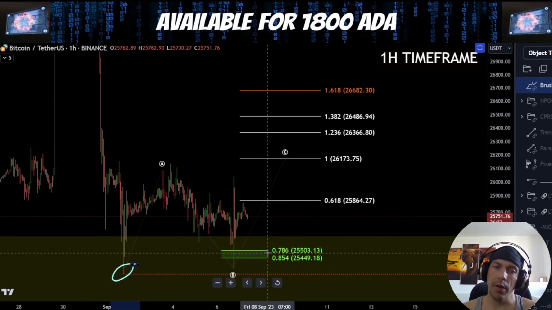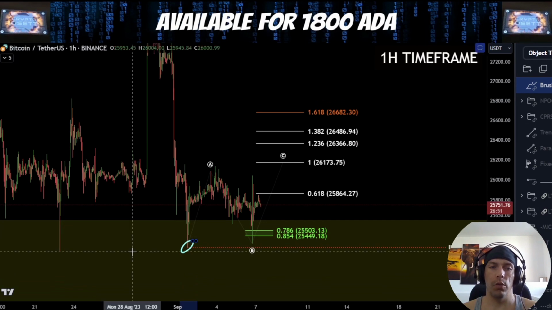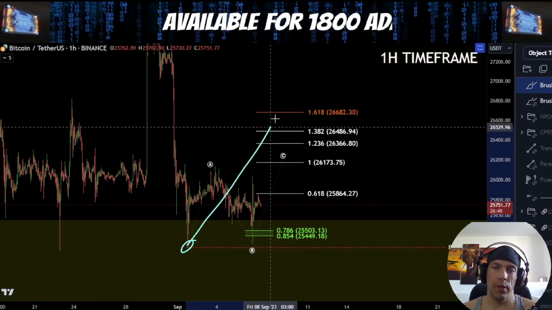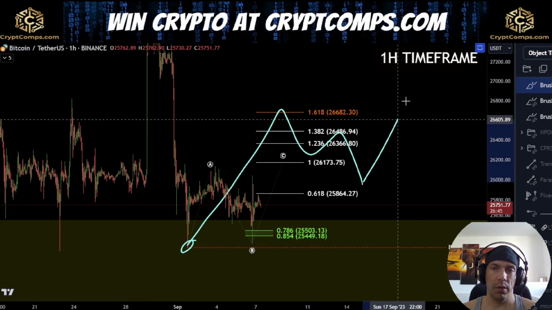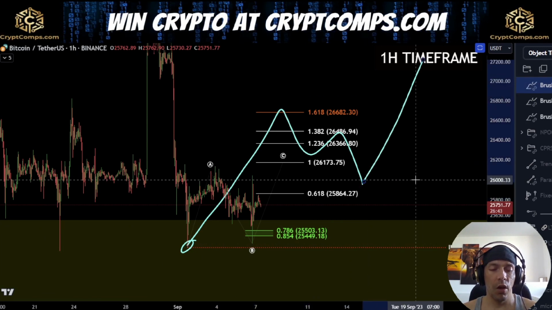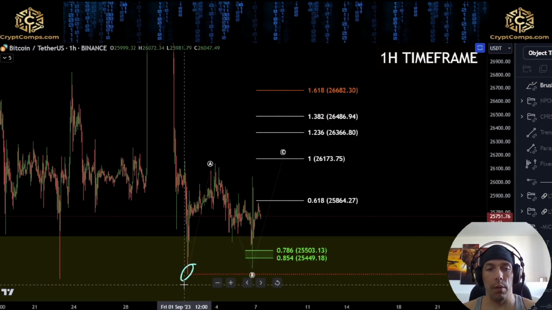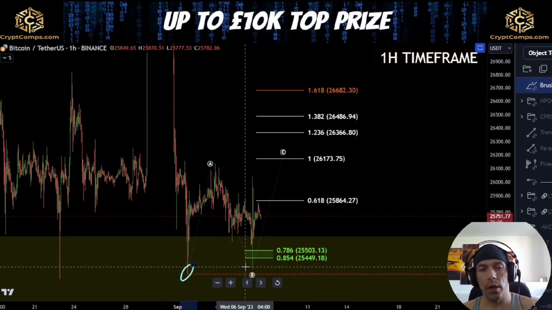Now if we do see a 5-wave move off this low, effectively what we'd be looking for is evidence that this is going to find support again above the low. If it does, we can potentially look for either a zigzag or alternatively a bigger impulsive move. So that's what I'm going to be looking out for here.